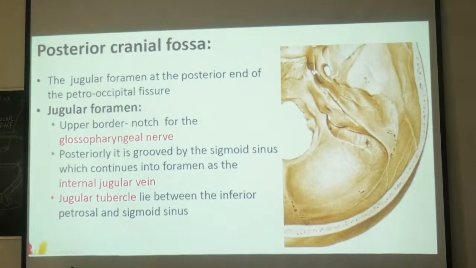Posteriorly, it is grooved by the sigmoid sinus. See this groove you can see. This groove is for the sigmoid sinus. Sigmoid means S-shaped sinus, which continues into the foramen as the internal jugular vein. It passes through the foramen, then continues downward as the internal jugular vein. Then the jugular tubercle lies between the inferior petrosal and sigmoid sinus. Here lies the inferior petrosal and here lies the sigmoid sinus. So here is the jugular tubercle.